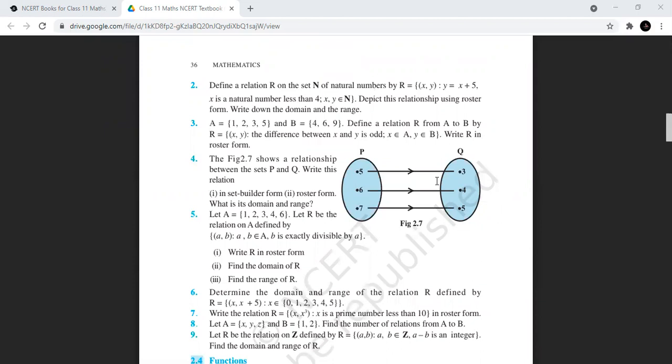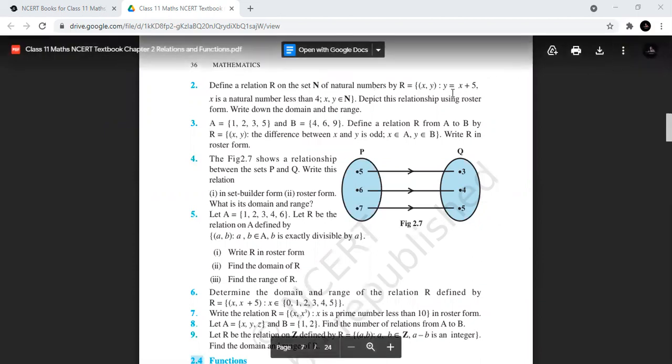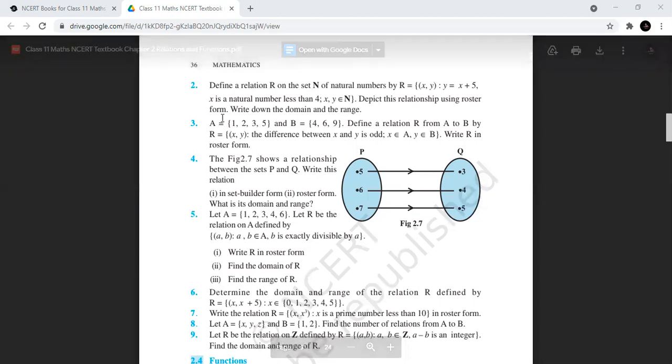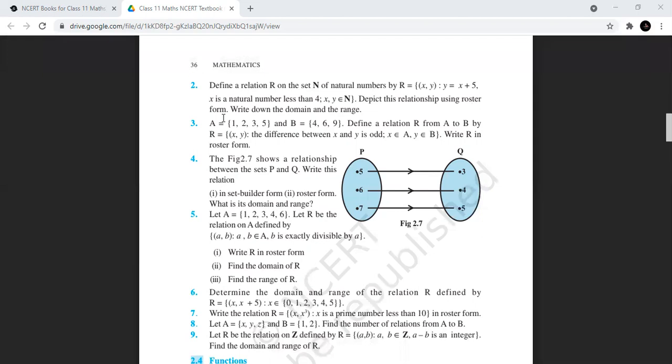Then you would find its corresponding image. Image will be obtained by the help of this relation. This is the relation actually. Okay, so image is x plus 5. So हमारा first entry था 1, 1 plus 5, 6. So 1 comma 6. If you're putting it in roster form, that's the question. Depict this relationship using roster form. Means you have to list the ordered pairs. Okay, so 1 comma 6, then 2 comma 7, 3 comma 8, and that's it.